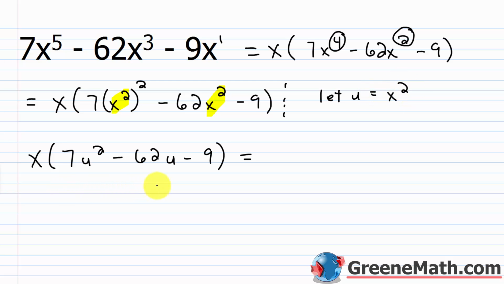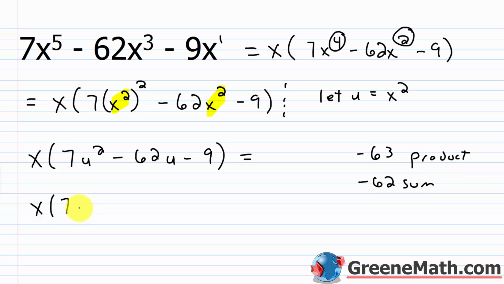All right, so to factor this inside, I'm going to go ahead and use the grouping method or the AC method. So give me two integers whose product is 7 times negative 9, or negative 63. So this is the product I'm looking for, and whose sum is negative 62. So that's the sum. Well, if I think about this combination, I'm going to be thinking immediately about negative 63 and positive 1, right?